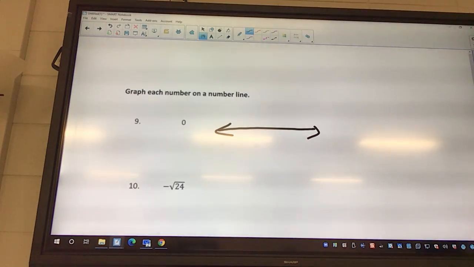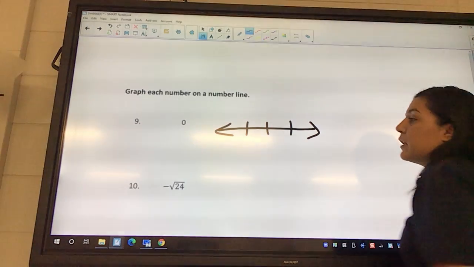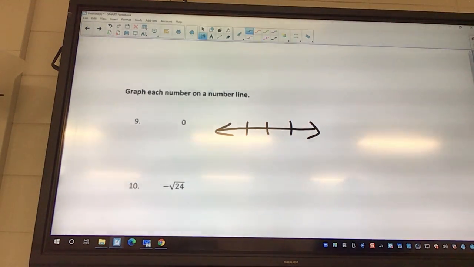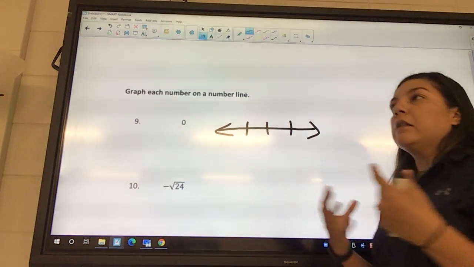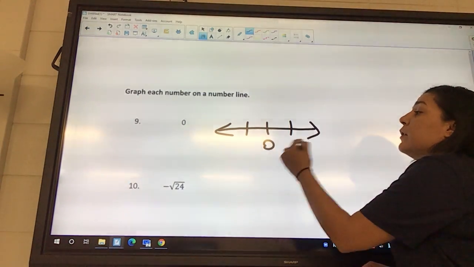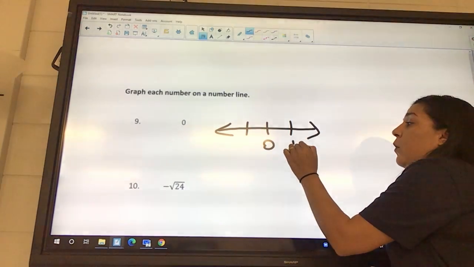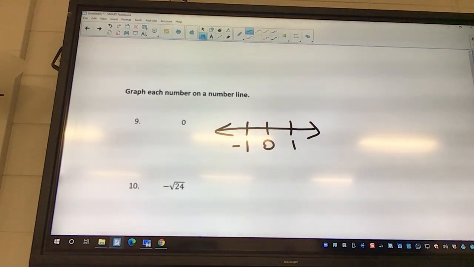On all these you should have a line, and you should have 1, 2, 3 tick marks, every single one. Your middle mark is going to be the closest thing to that number. So in this case it's going to be 0. And what's going to go on this side? 1. And then on this side, -1. You go up 1 and down 1.